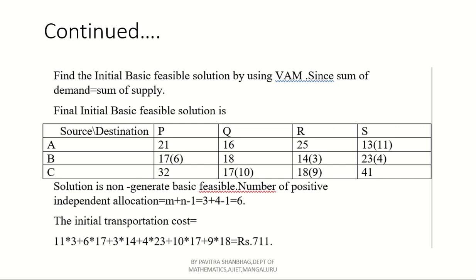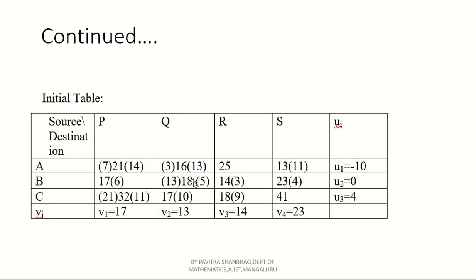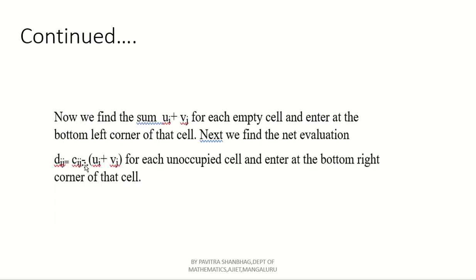So what will we get? v2 equal to 18. Finally you have to write that value here. In simplified form, v1 equal to 17, v2 equal to 13, v3 equal to 14, and v4 equal to 23 we got here. Now see, what is given? dij equal to cij minus (ui plus vj), right? Now first find the sum ui plus vj for each empty cell and enter it at the bottom left corner. So the sum you have to write at the left corner, and next we find the net evaluation with the help of this.